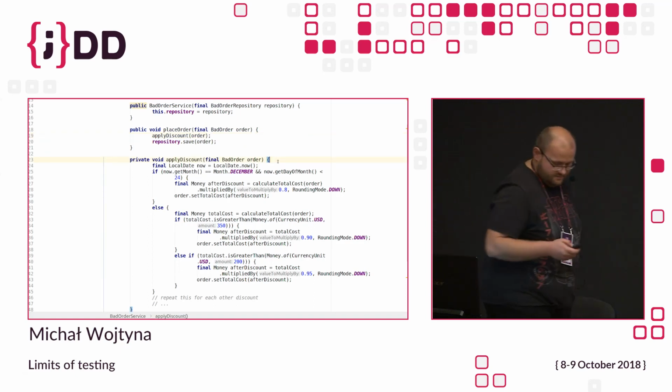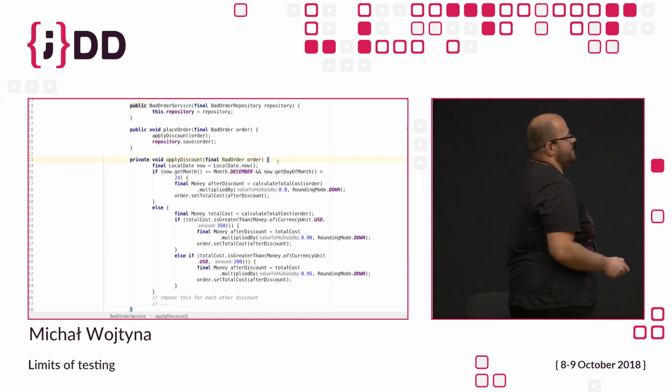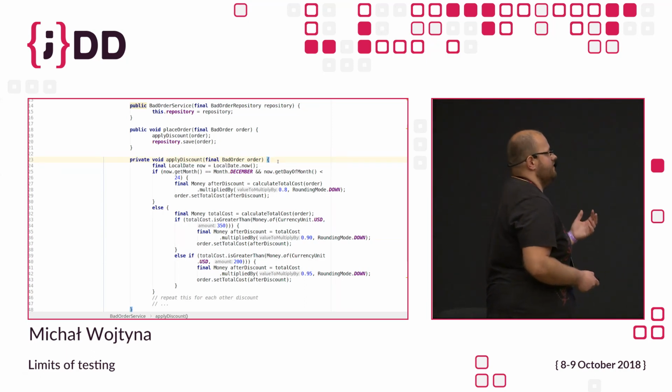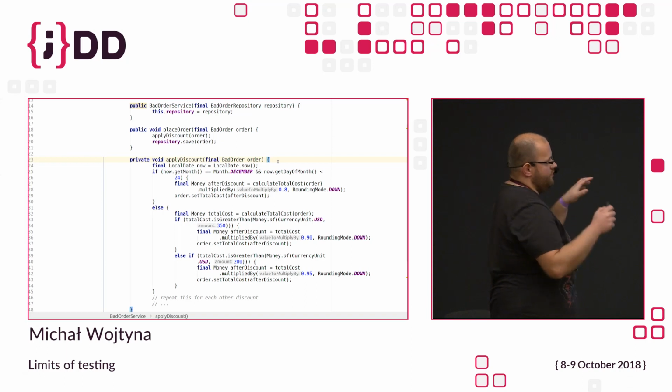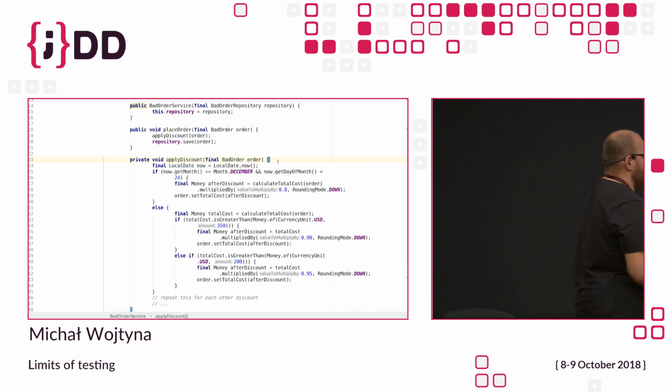The bad thing is that we actually have a lot of inline logic. You see, for instance, it's not obvious that this line applies a special Christmas discount when it's December. We need to read the code. We need to check all lines. So that's a problem about this. We need to think what it does.